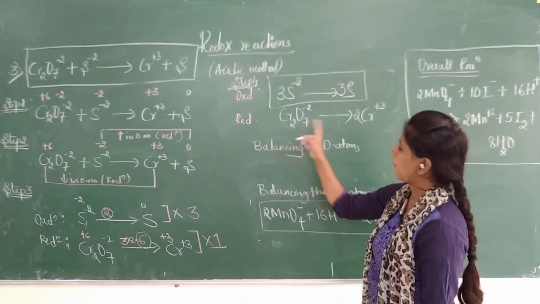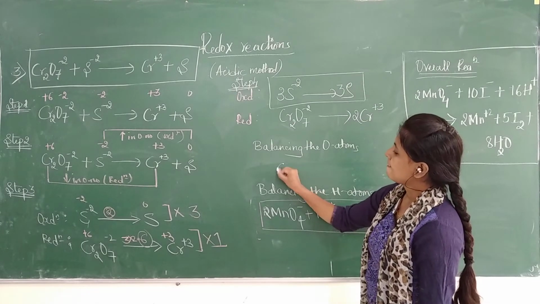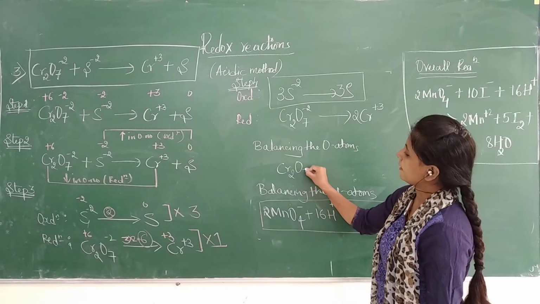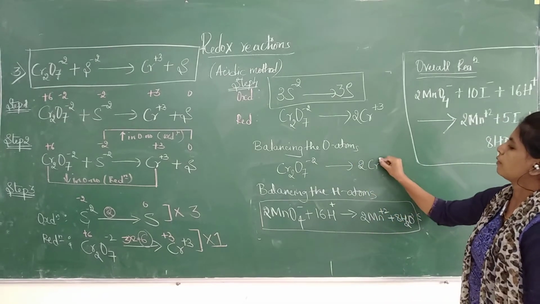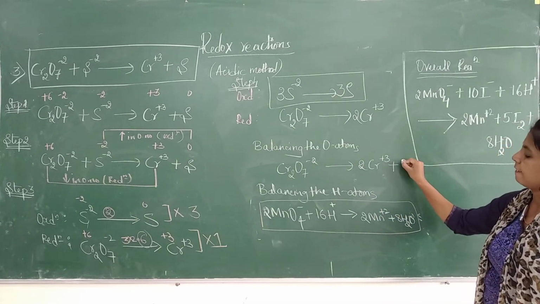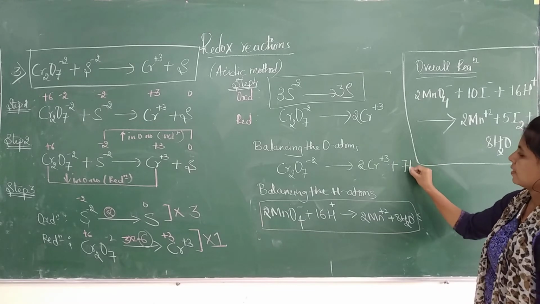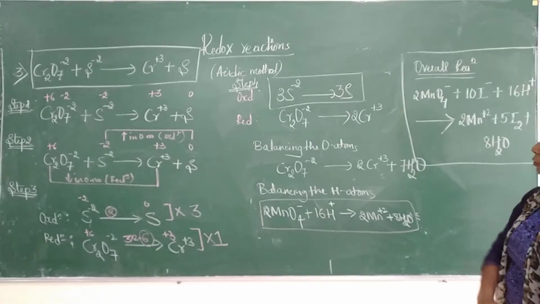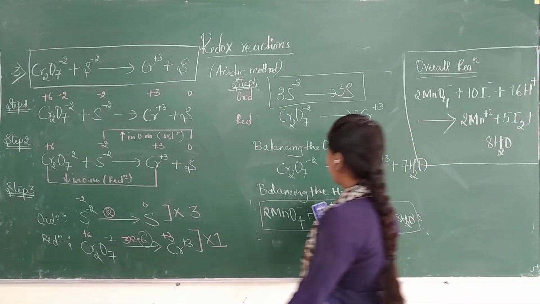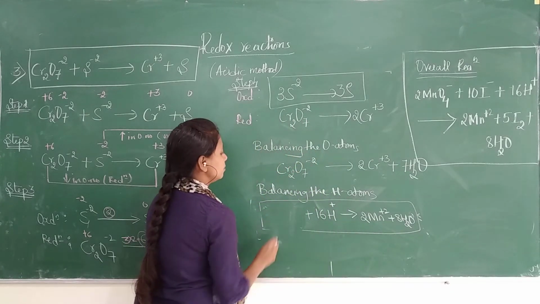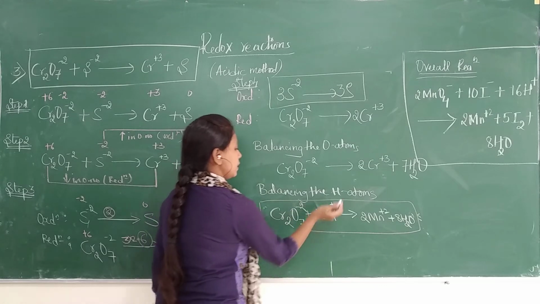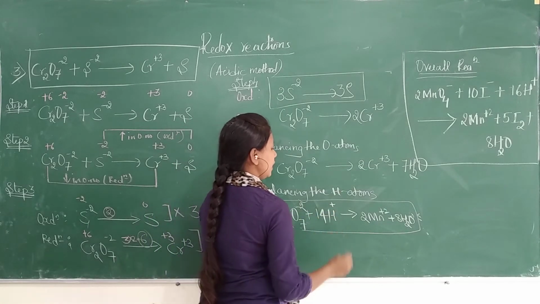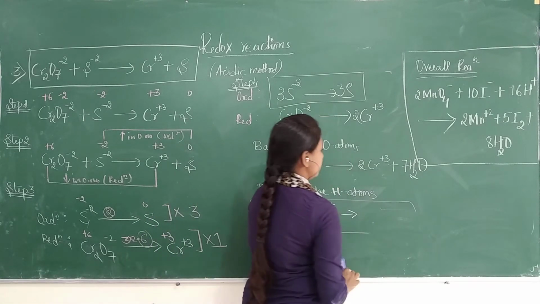In this, how many oxygens are there? 7. So 7 oxygens are balanced by writing 7H2O. Now the 14 hydrogens are balanced by writing 14H plus.